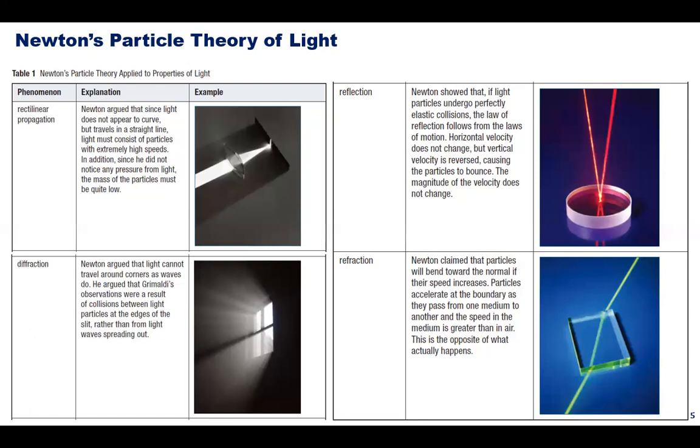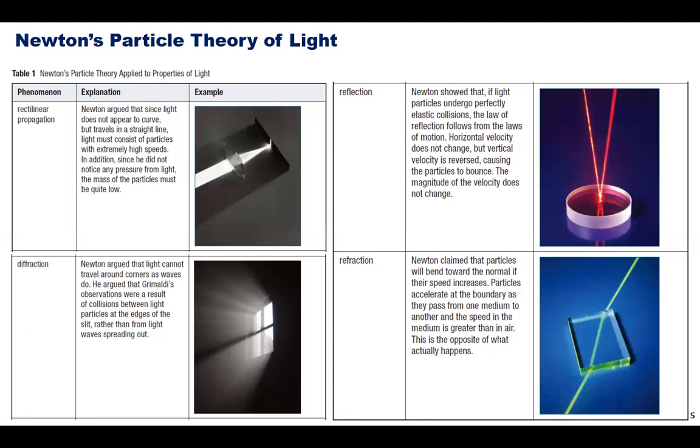Newton argued that since light does not appear to curve but travels in a straight line, light must consist of particles with extremely high speeds. In addition, since he did not notice any pressure from light, the mass of the particles must be quite low. Next, the diffraction. Newton argued that light cannot travel around corners, as waves do. He argued that Grimaldi's observations were a result of collisions between light particles at the edges of the slit, rather than from light waves spreading out.